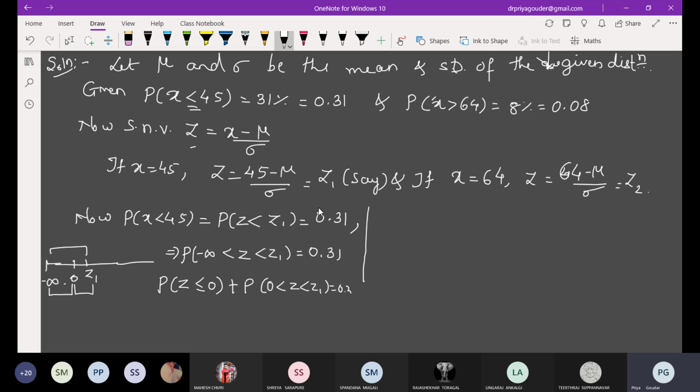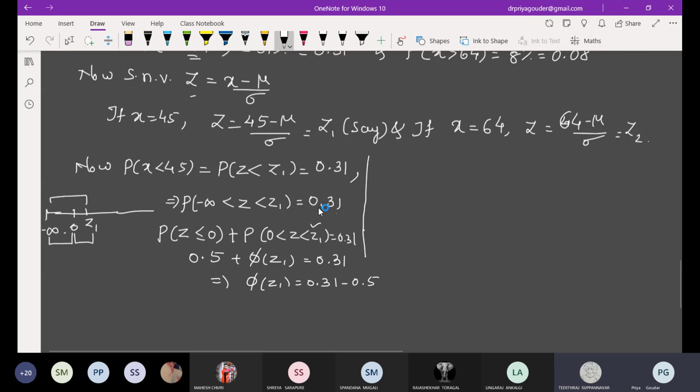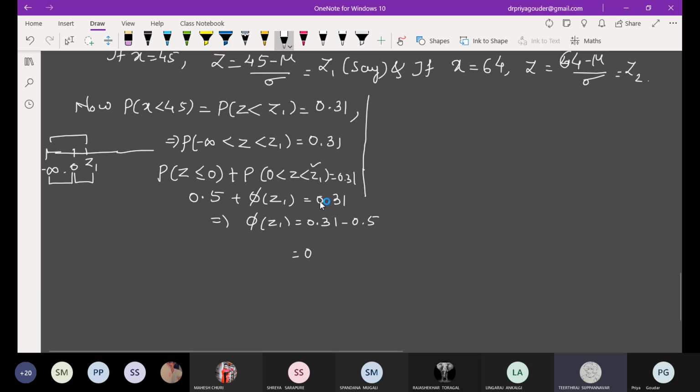Or directly also you would have written it. Just see, what is the probability value between minus infinity and 0? 0.5. And what is this value? How do we write it with reference to 0? Phi of Z1, which is equal to 0.31. Now I want Z1, so obviously I have to transfer my 0.5 to that side. So 0.31 minus 0.5 is how much? Minus 0.19.